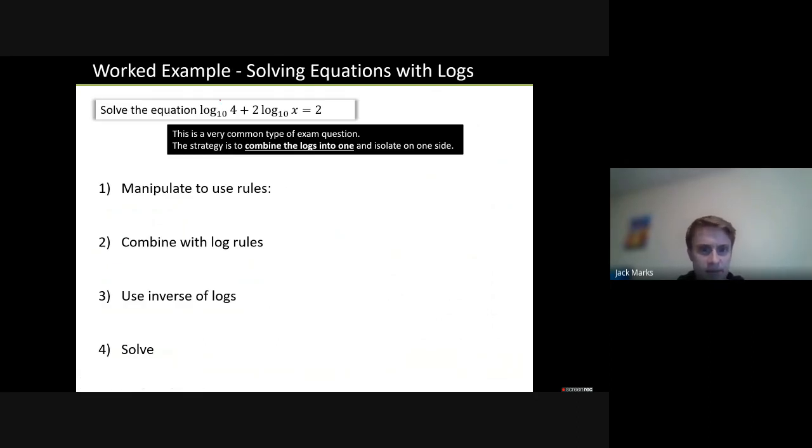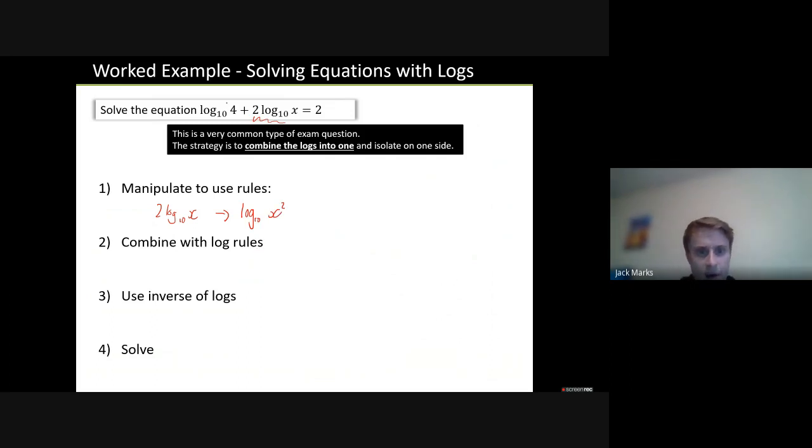Some questions then. So we're going to manipulate to solve these kinds of questions. A common strategy is we use the rules that we just looked at to put things together, and then we're going to solve it. So manipulate to use the rules. A log base 10 of 4 is fine. This one needs some work. So 2 log 10 of x, you can move the 2 up. So that's the same as saying log 10 of x squared.